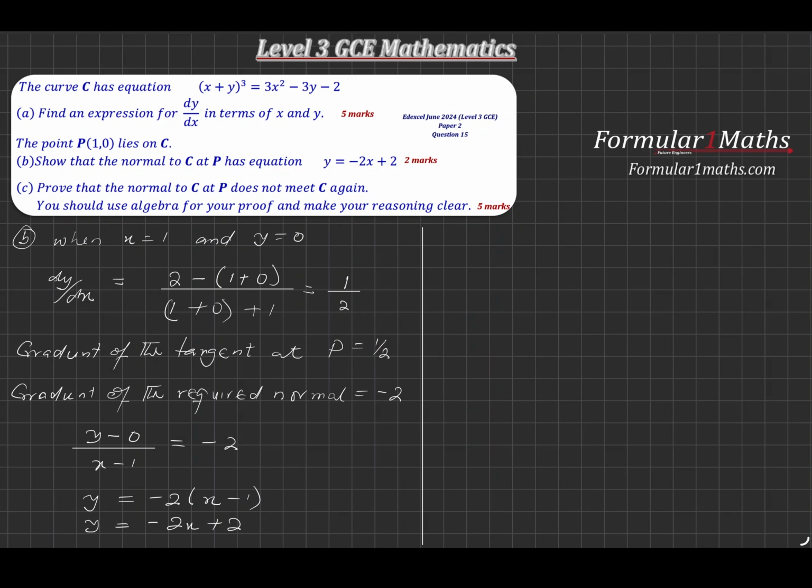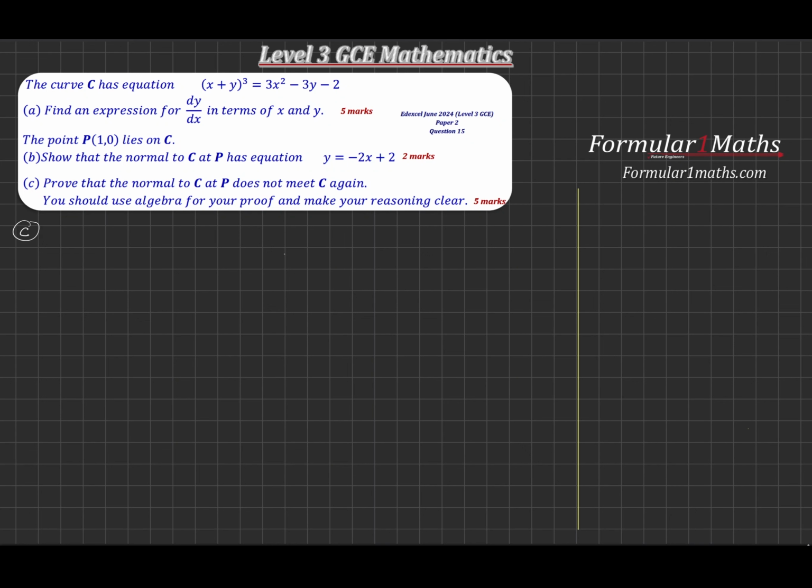And that's the proof required. So for C, it says prove that the normal to C at P does not meet C again. You should use algebra for your proof and make your reasoning clear.